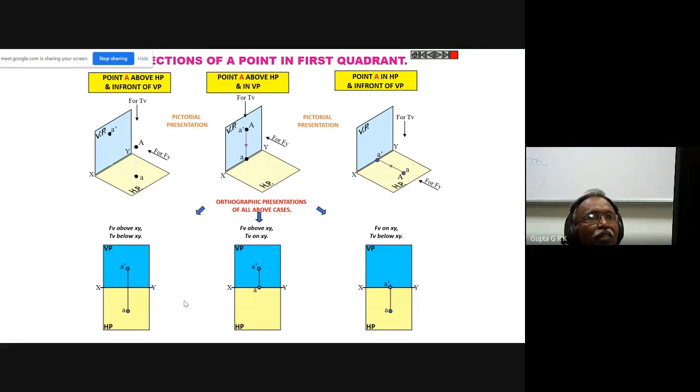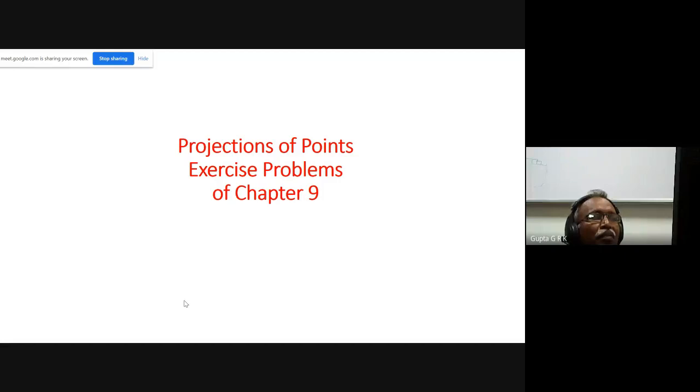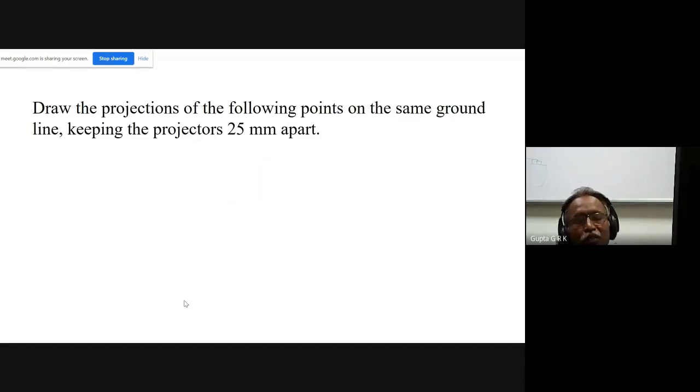And a point A in the HP and in front of VP. In the HP means front view will be on the XY, and because it is in front of VP, top view comes below XY. Okay, now we will solve the problems.